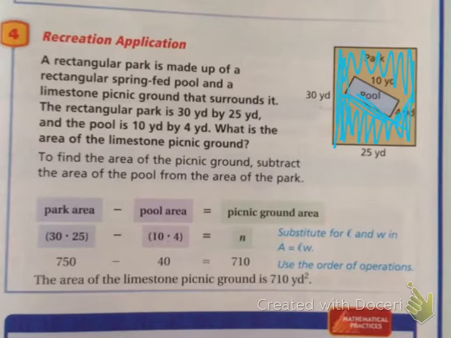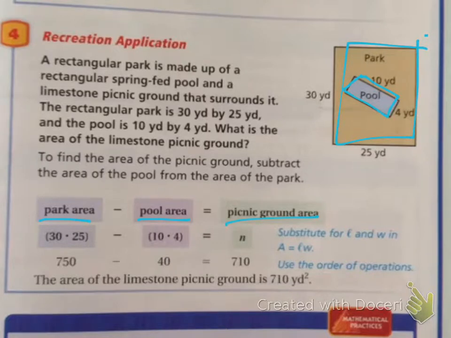So using our number sense and just logic thinking, I'm going to need to find the area of the big thing, this big outline, minus the area of the pool. I'm going to have to do both of those, and then what's left is going to be the area of this limestone picnic ground. So if you see the formula they have: park area minus pool area equals picnic ground area, equals that brown patch.